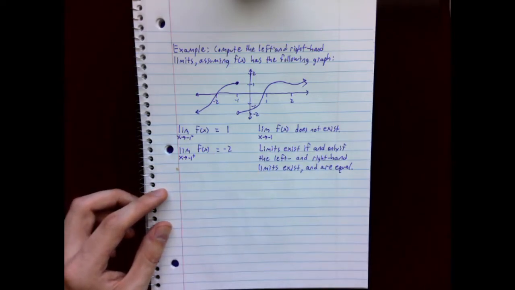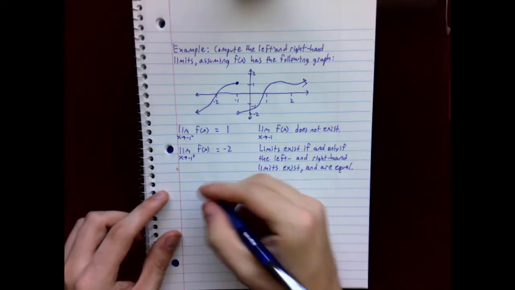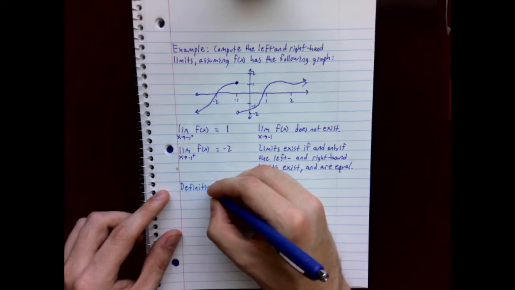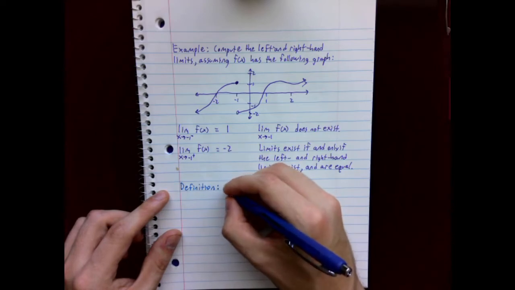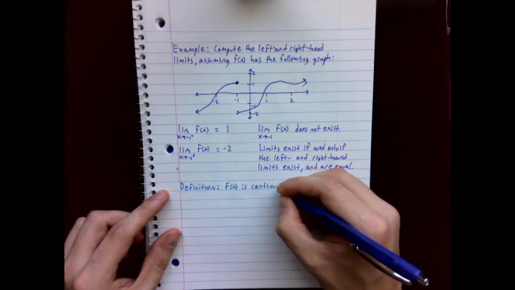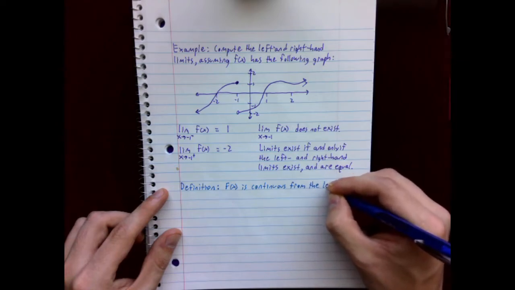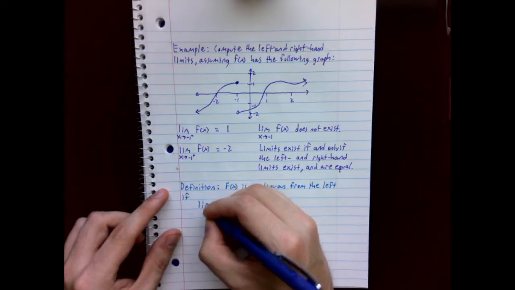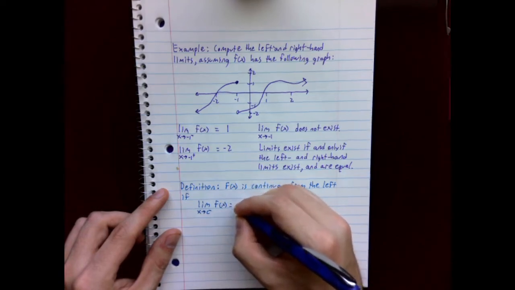Similarly for continuity, so another definition. So now we can actually rigorously define what we mean by left and right continuous. So f of x is continuous from the left if the limit as x approaches c from the left of f of x is equal to f of c.